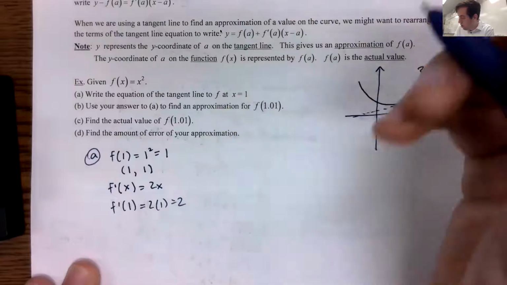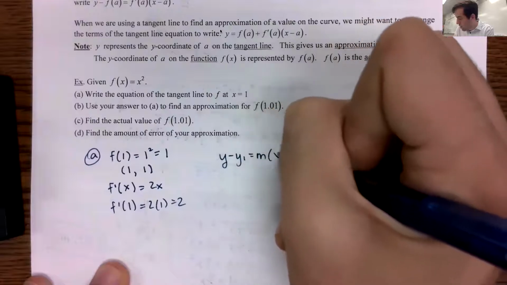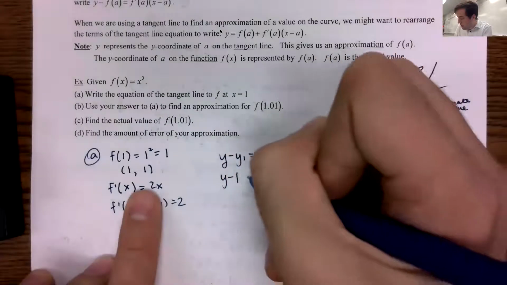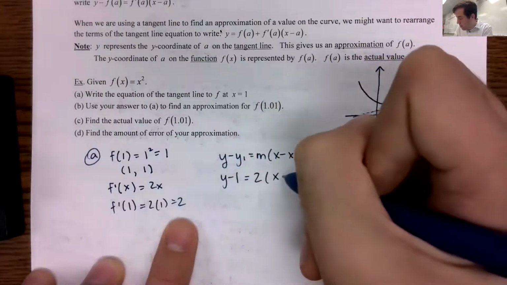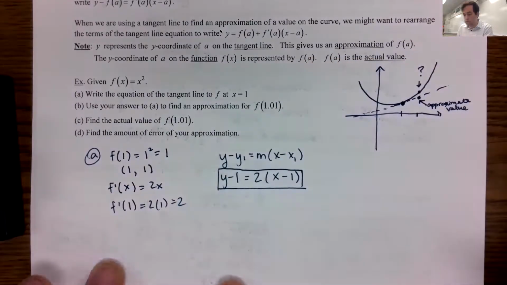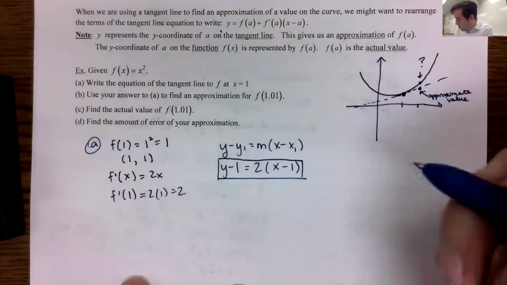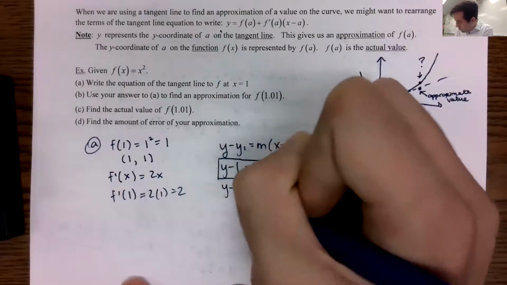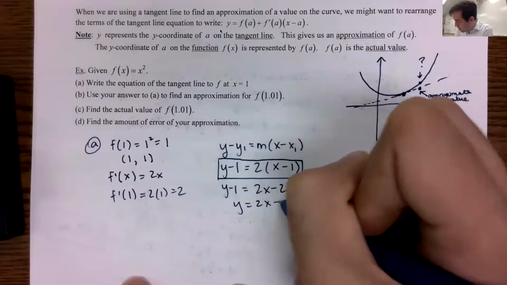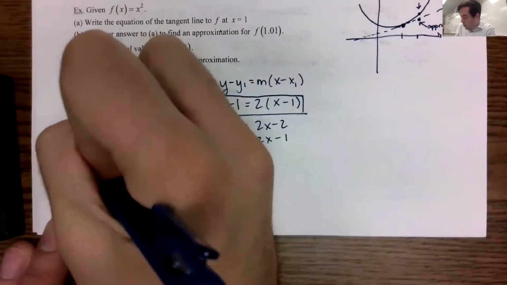So if we go back to our point slope form, it was y minus y1 equals m times x minus x1. And so we're going to have y minus 1 equals 2 times x minus 1. All right, so there's the equation of the tangent line. Depending on how you do it, it might look a little bit different. We could distribute the 2 and then add the 1 and end up with 2x minus 1. Either way, it doesn't matter. Either of those answers is fine. We're going to move on to letter B.